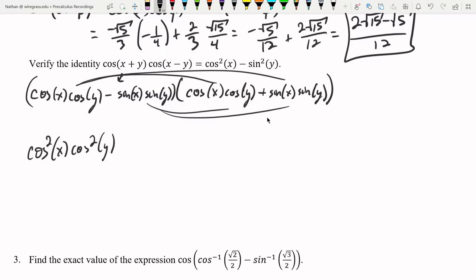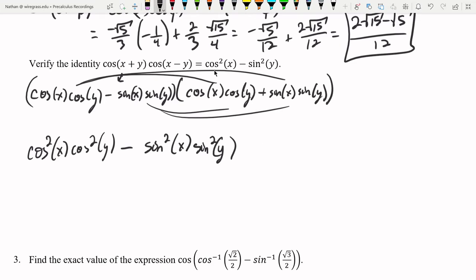And that means that the cross terms, cosine x cosine y times sine x sine y, minus sine x sine y times cosine x cosine y, are the same thing but with different signs, which means they cancel. So you don't actually have to calculate this term times this one and this term times this one. All we need to do now is calculate this one times that one. It's going to be minus sine squared x sine squared y.